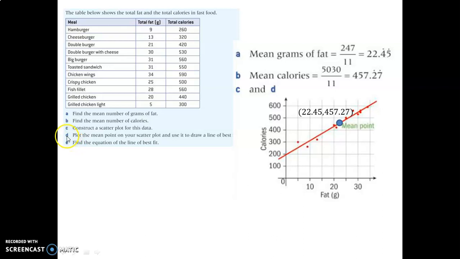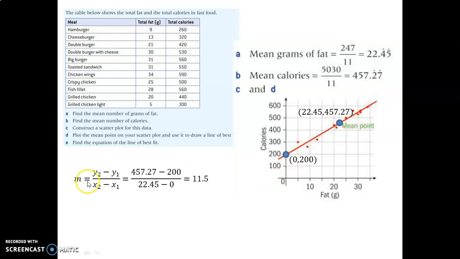Let's look at question D here, which says plot the mean point on your scatter plot. We got that. Okay, question E. Find the equation of the line of best fit. Now that you have this approximated line of best fit that passes through this mean point, how do you find the equation? If you remember from our work in this unit, we can find the equation of a line by using 2 points. Let's say we use our mean point and this point here, because that line seems to pass through (0, 200). Use these 2 points, first find the slope, and then use the equation y minus y1 equals m times x minus x1 to create a linear equation. Try that now.